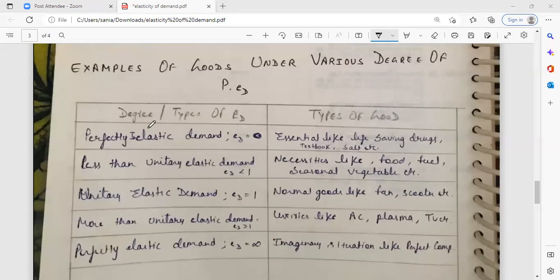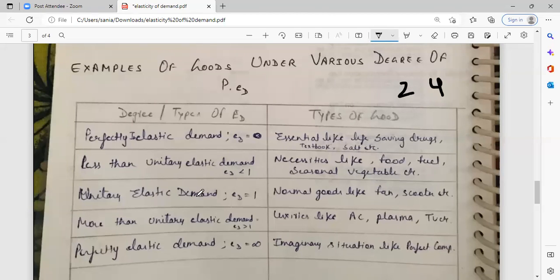So these are some examples. See, perfectly inelastic demand, when your ED is equal to 0, is for essential goods like life-saving drugs, like medicine, textbooks also. No matter whether the price is 100 or 2000, if someone needs medicine, he will consume it, right? So at that time, the change in your demand will be 0. You won't be changing your demand. Okay. Less than unitary, inelastic, like necessity goods like food, fuel, seasonal. For example, you are eating 4 apples in a day, but now the price increases, so you will eat 2, right? But you will eat because you need food and to get energy, right?